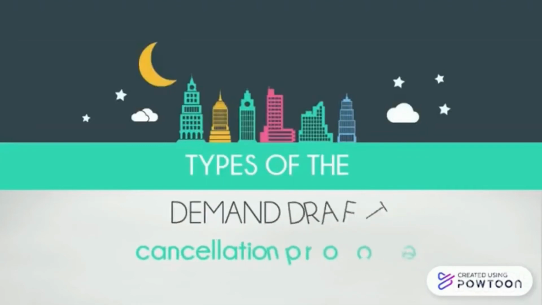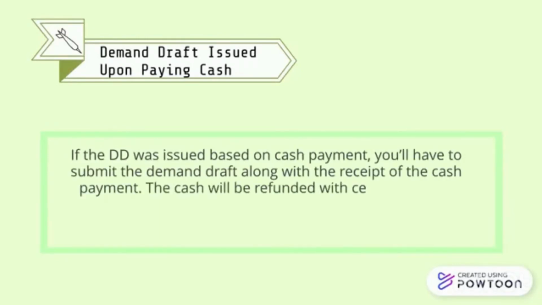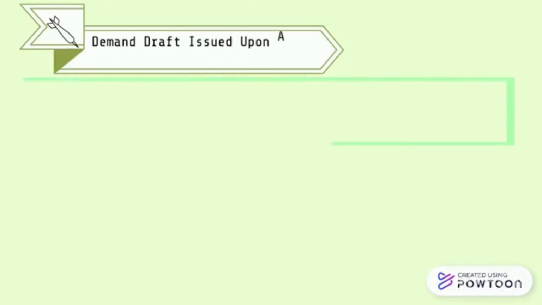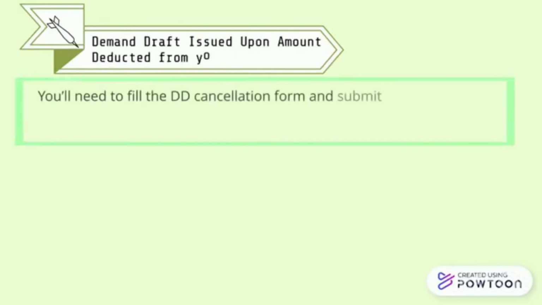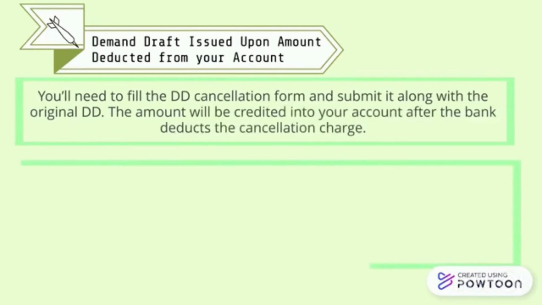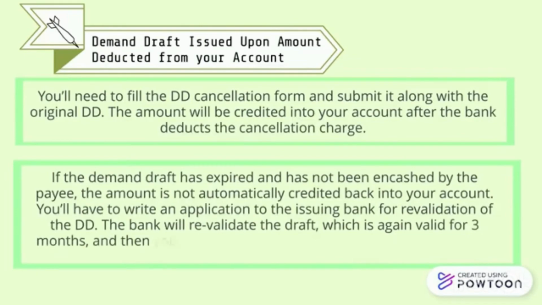Types of demand draft cancellation processes. Demand draft issued upon paying cash: if the DD was issued based on a cash payment, you will have to submit the demand draft along with the receipt of the cash payment. Demand draft issued upon the amount being deducted from your account: you will need to fill in the DD cancellation form and submit it along with the original DD. The amount will be credited into your account after the bank deducts the cancellation charge.